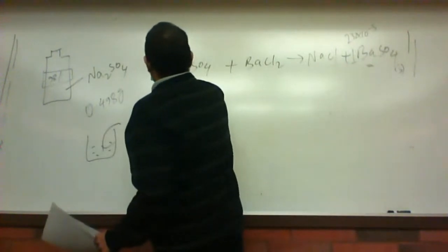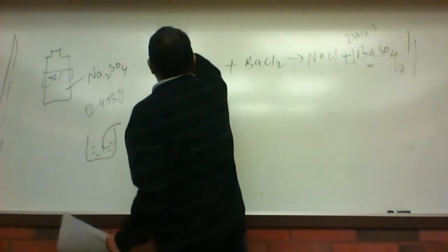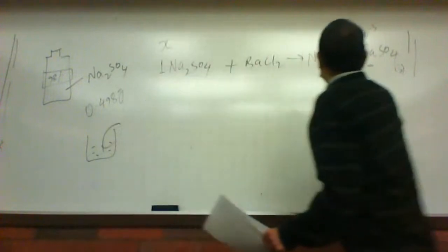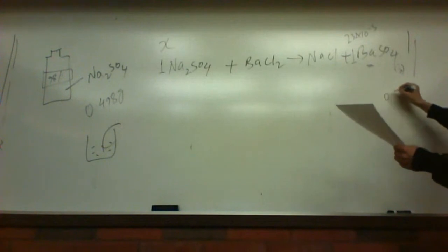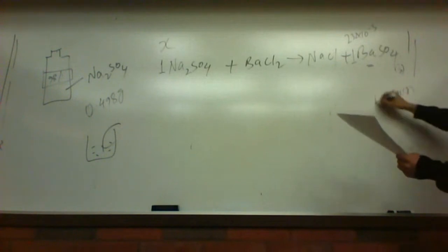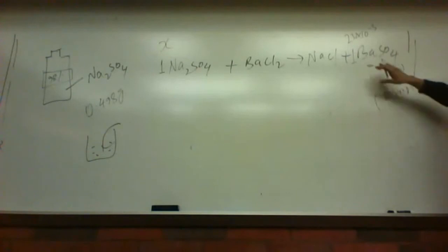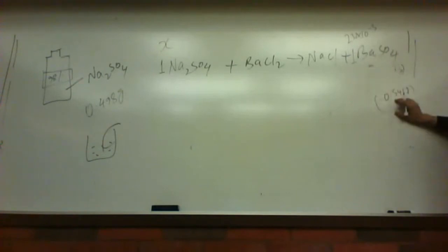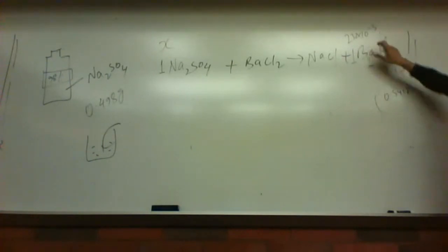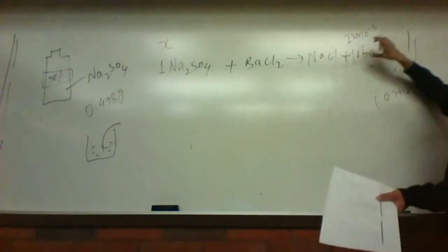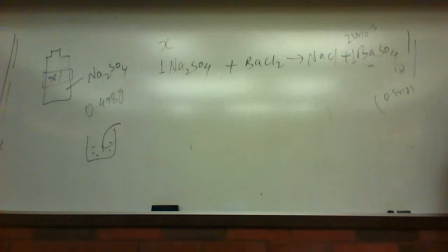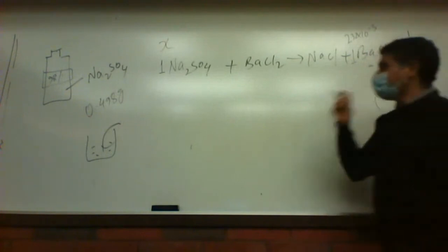So what I do is, I want to find how much I would need. What I had here was 0.541 gram, which is this many moles. If my final product is this much gram or that many moles, how many moles of sodium sulfate should I take to get this much barium sulfate? That's what we want to calculate, right? So how much do I need?